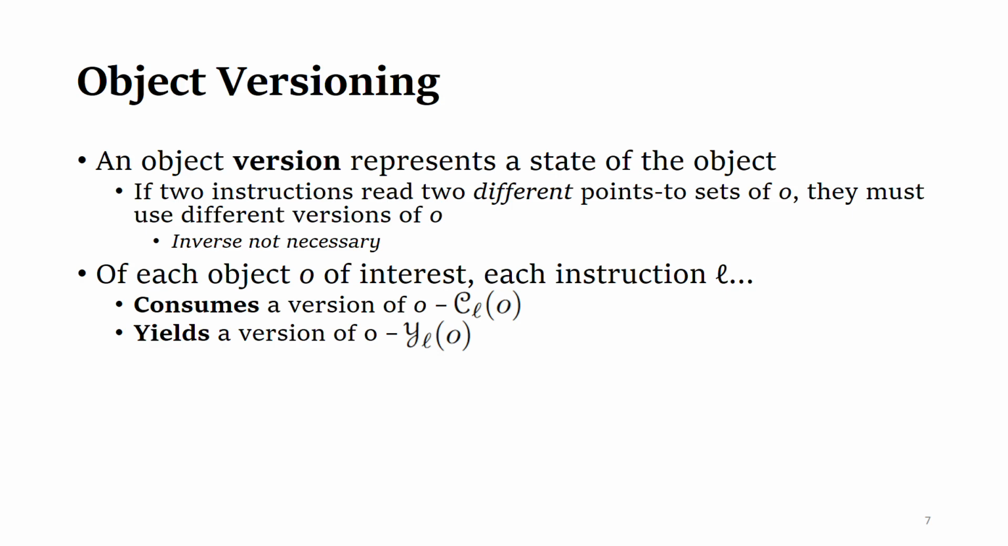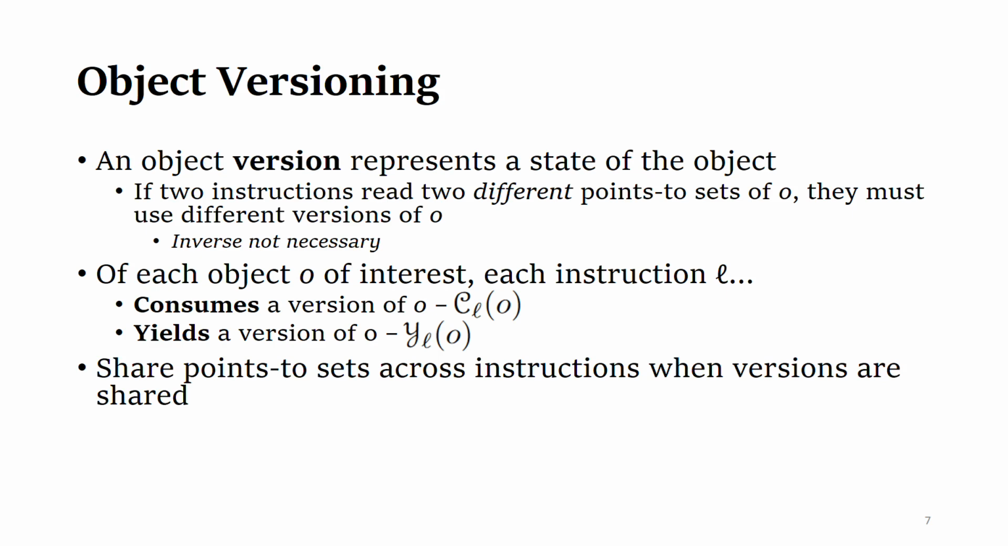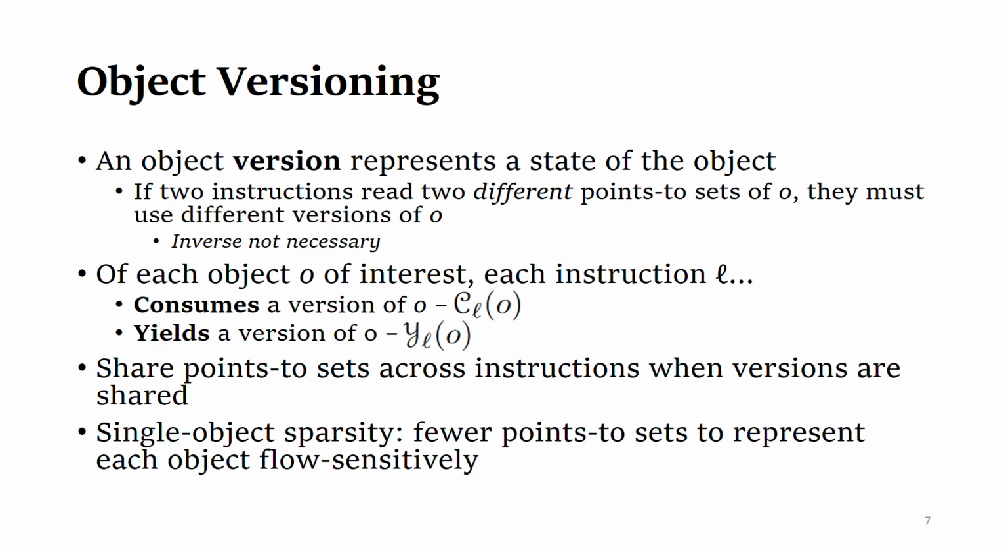The result is that when versions are shared across instructions, points-to sets are shared, reducing propagation and storage. This is an improvement in single object sparsity, whereby we improve sparsity on a per object basis, that is, each object can be represented flow sensitively with fewer points-to sets. For versioning, we use meld labeling, where labels are analogous to versions and the pre-labeling to pre-versioning.